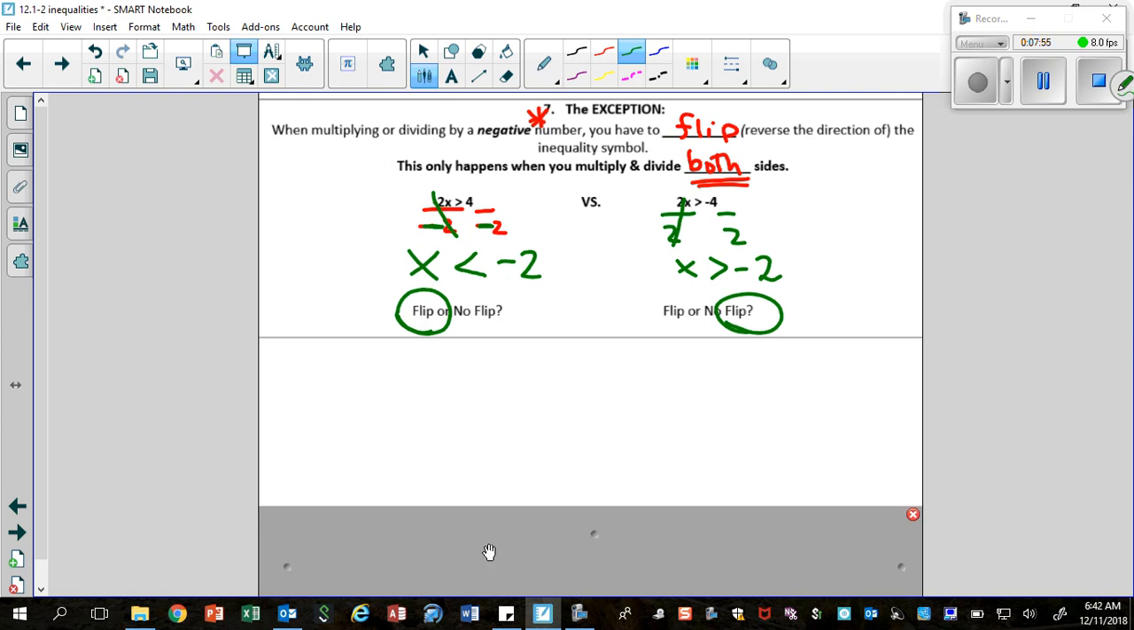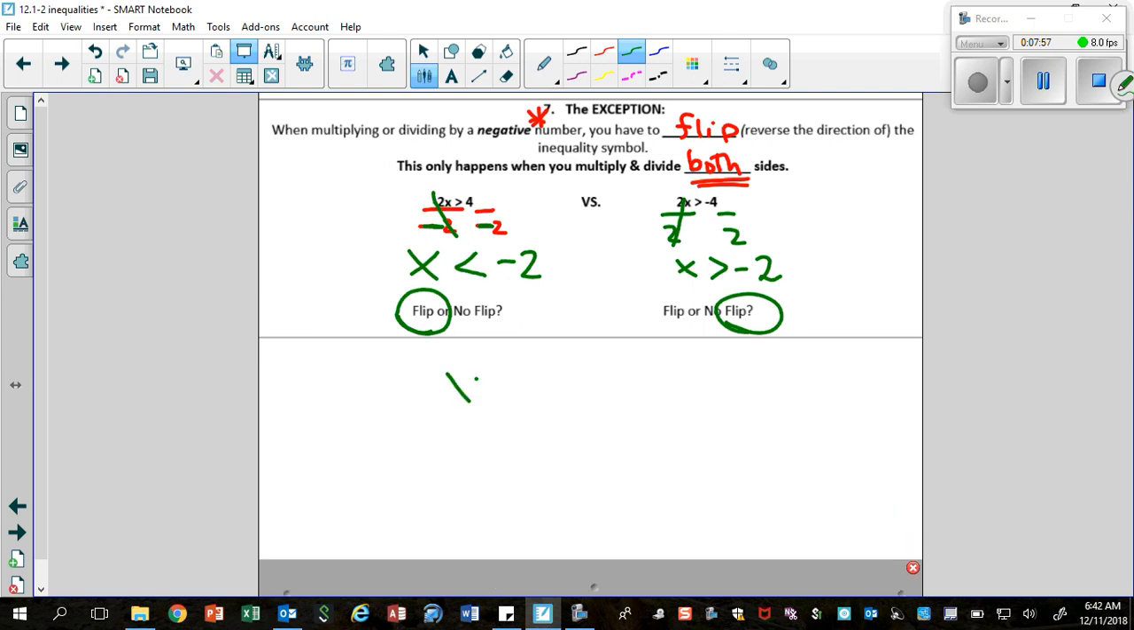You might also see it as x over negative 2 is greater than 4. And we'd have to multiply both sides by negative 2. So in that case, yes, you would have to flip the sign again. The x is less than negative 8.